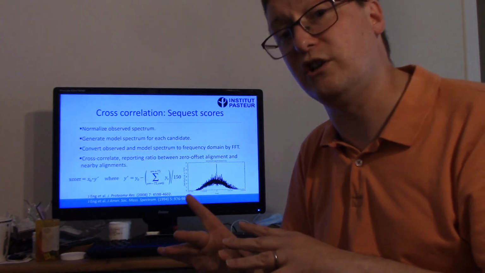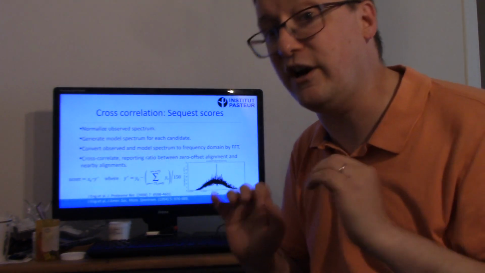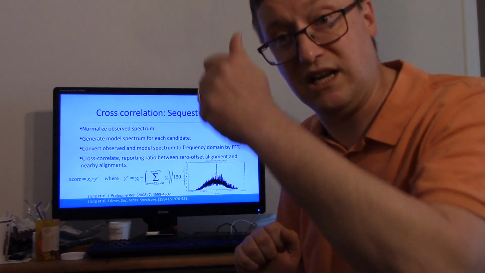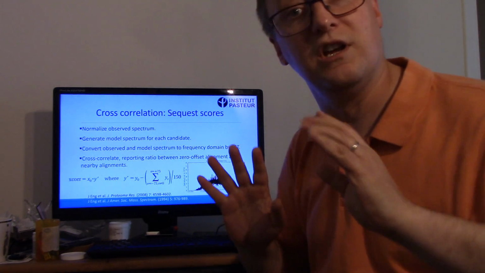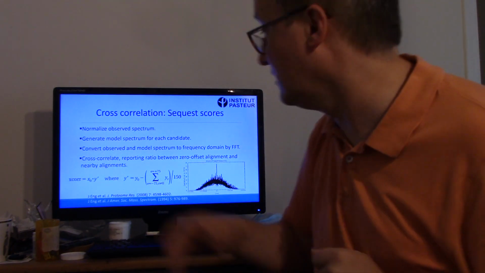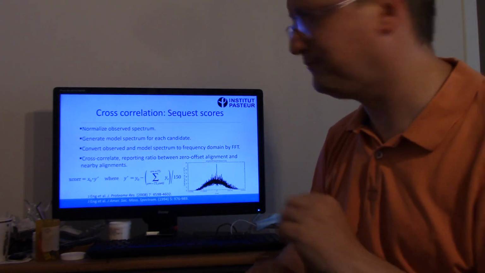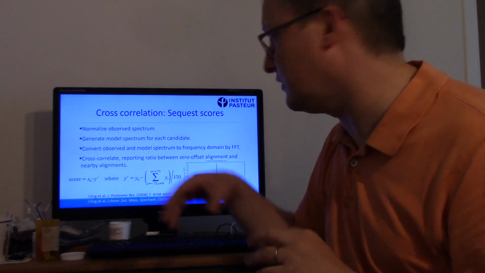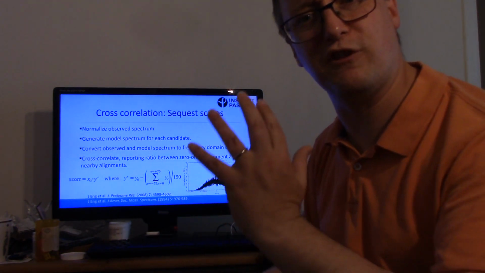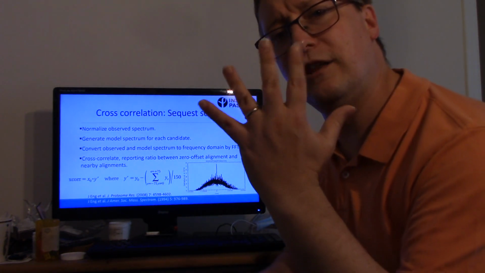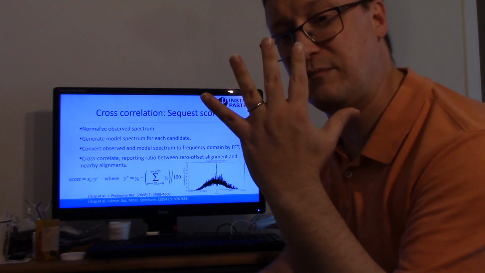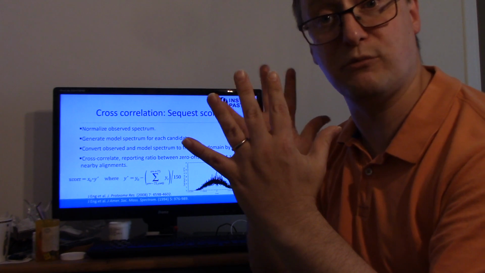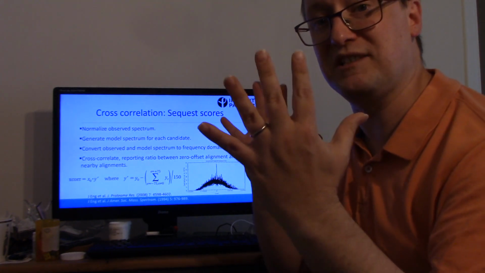Sequest's cross-correlation, on the other hand, takes intensity very much into account. It wants much more to match the intense peaks and to punish sequences that fail to explain big peaks, and that's what cross-correlation will do. There's a lot of text on the screen, there's even a formula or two. I'm not going to ask you to worry about that for the moment. Let's instead say that we have the observed tandem mass spectrum, and we also have our model of what that tandem mass spectrum should look like for a given peptide sequence.